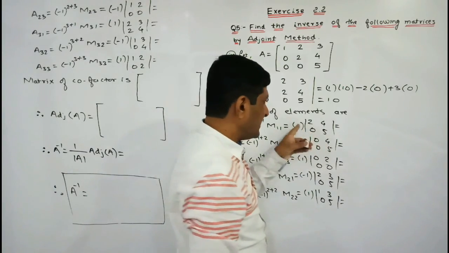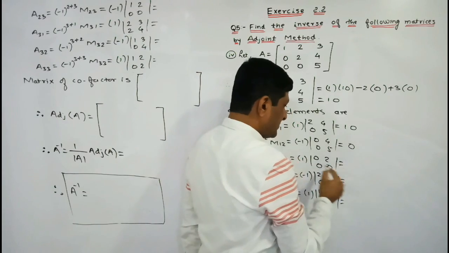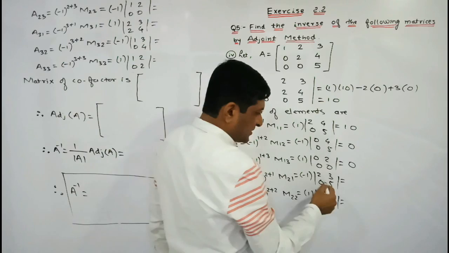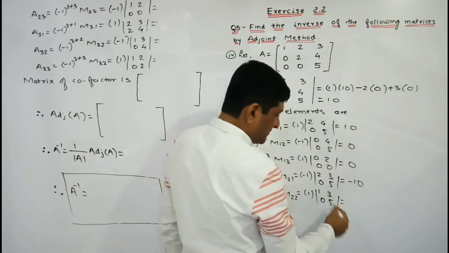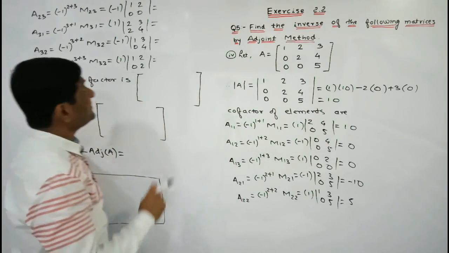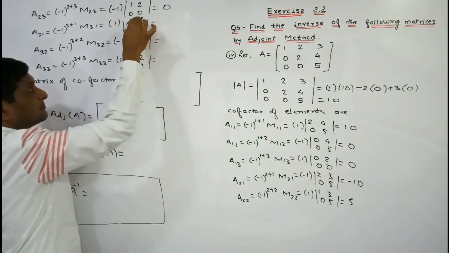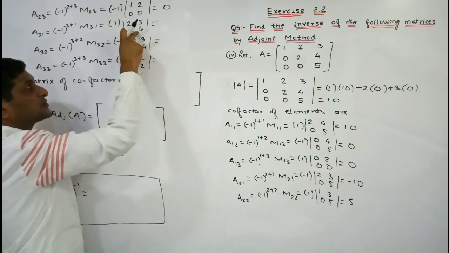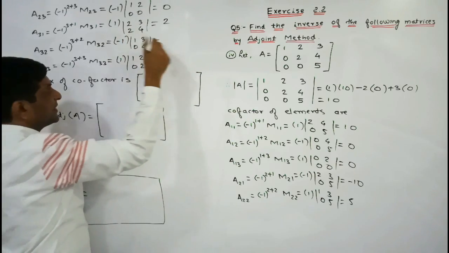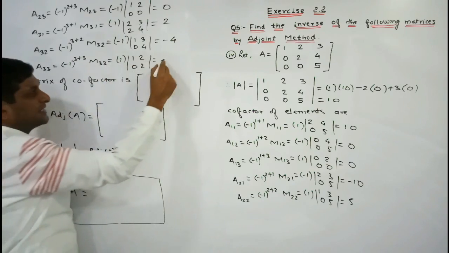10 minus 0 is 10. 10 into 1 will be equal to 10. 0 minus 0 is 0. 0 into any term is 0. 0 minus 0 is 0. 0 into any number is 0. 10 minus 0 is 10. 10 into minus 1 is minus 10. 5 minus 0 is 5. 5 into 1 will be equal to 5. Here 0 minus 0 is 0. So here we will get 0. 8 minus 6 will be equal to 2. 2 into 1 will be equal to 2. 4 minus 0 is 4. 4 into minus 1 is minus 4. Here 2 minus 0 is 2. 2 into 1 is 2.